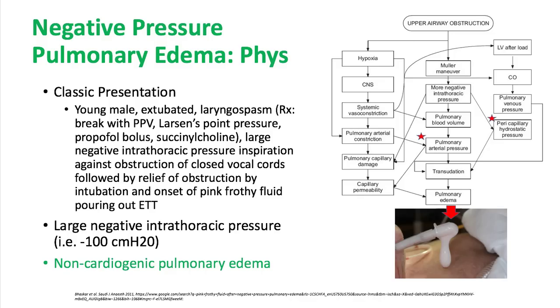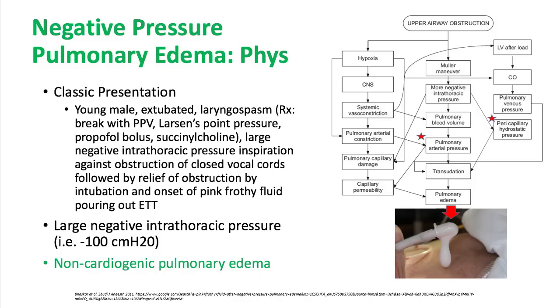The pulmonary artery pressures go up high, so you have hydrostatic increase forcing fluid out of the pulmonary capillaries into the alveolus, and there's a leak in those pulmonary capillaries with transudation of the fluid, and this pink fluid comes out after relieving obstruction. It's related to the large negative intrathoracic pressure, often after laryngospasm. It's not the heart that's causing that pulmonary edema per se.